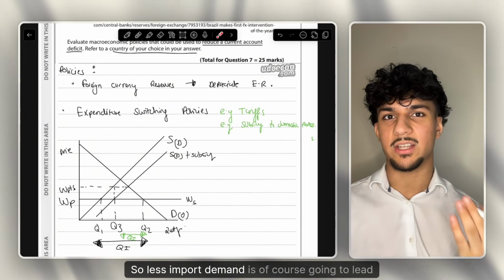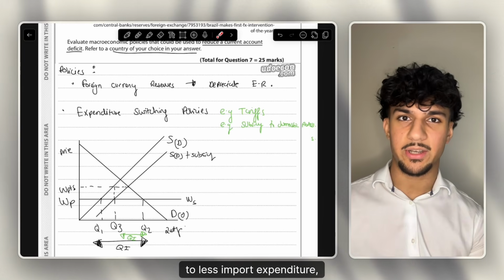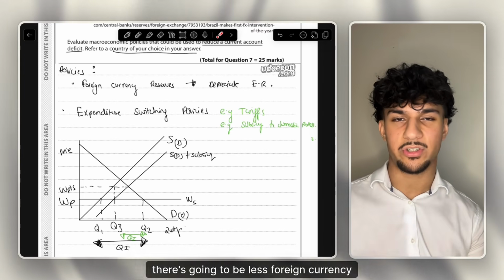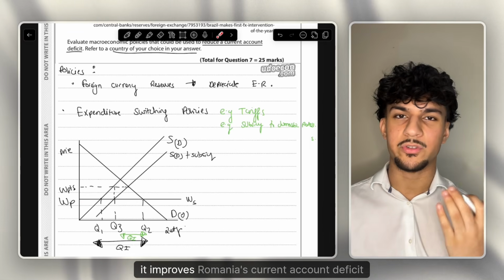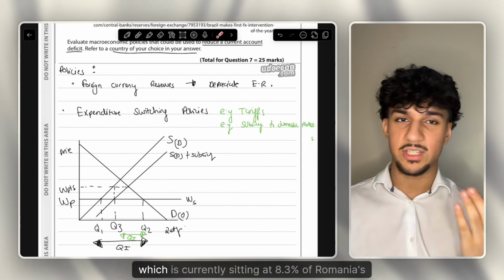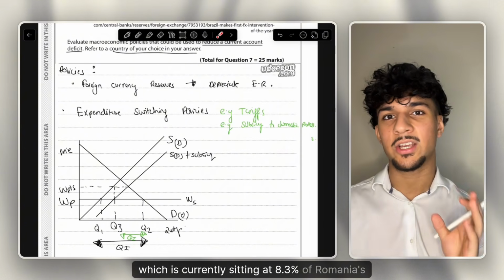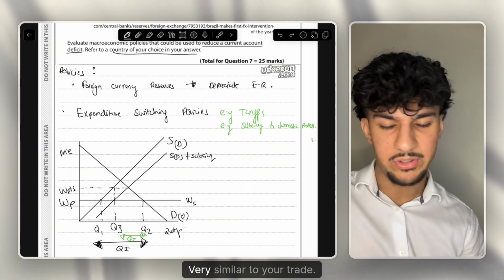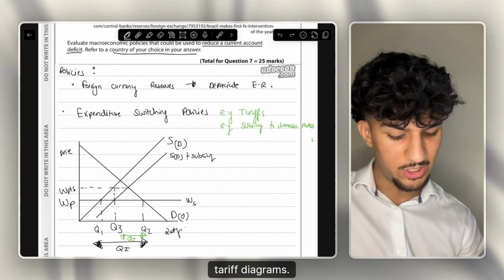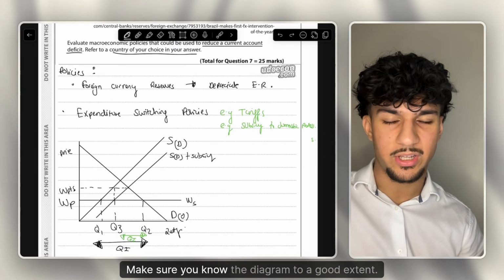So less import demand is of course going to lead to less import expenditure. There's going to be less foreign currency transactions, better trade balance. And the main thing we're linking it to, it improves Romania's current account deficit, which is currently sitting at 8.3% of Romania's GDP. And I hope you guys can see that is not a hard paragraph, very similar to your trade, your tariff diagrams, just a bit of a twist on it. Make sure you know the diagram to a good extent.